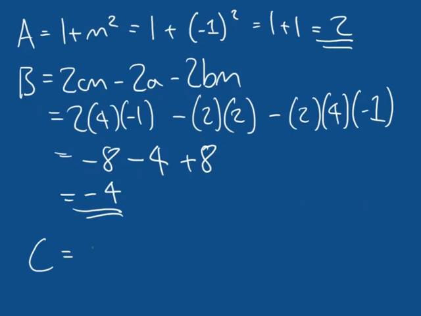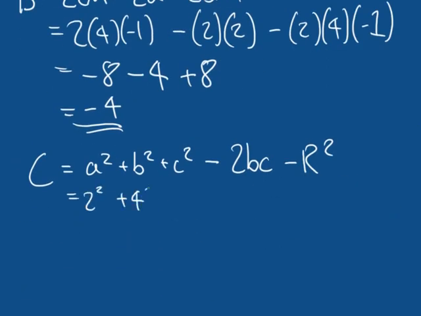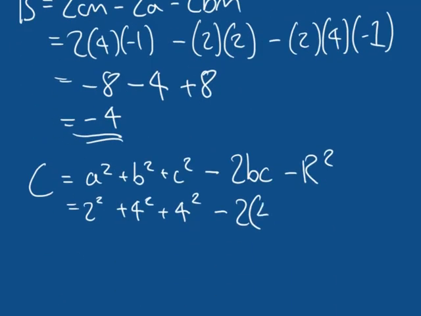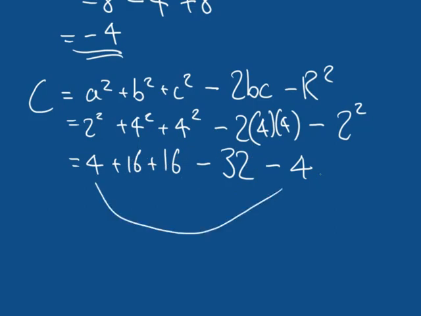Finally, C is going to be equal to a squared plus b squared plus c squared minus 2bc minus r squared. So that's equal to a is 2, b is 4, so 2 squared plus 4 squared plus c was 4 plus 4 squared minus 2 times b is 4, c is 4, so 2 times 4 times 4 minus our radius was 2, so minus 2 squared. That's going to give us 4 plus 16 minus 4 times 4 is 16 times 2 is 32, so minus 32 minus 2 squared is 4. Well, 16 plus 16 is 32, minus 32 is 0, so those cancel to 0. And 4 minus 4 is 0, so everything here actually results with C having a value of 0.